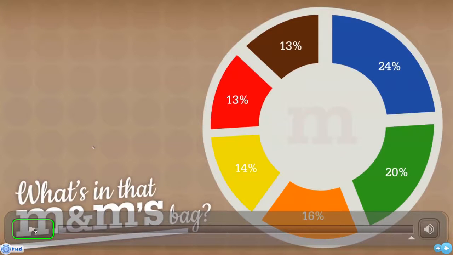So now we know that the M&M company doesn't make the same number of every color. You can see by this chart, they make a lot of green and blue, but not very much red or brown. So now it's time to make another prediction. Do you think you will have this same percentage of M&M colors in your bag? Will 24% of your M&Ms be blue and 14% of them be yellow? Why or why not? Why don't you think so? Who wants to share their prediction with us?